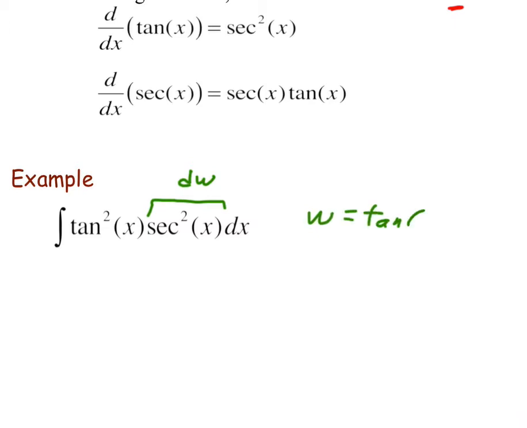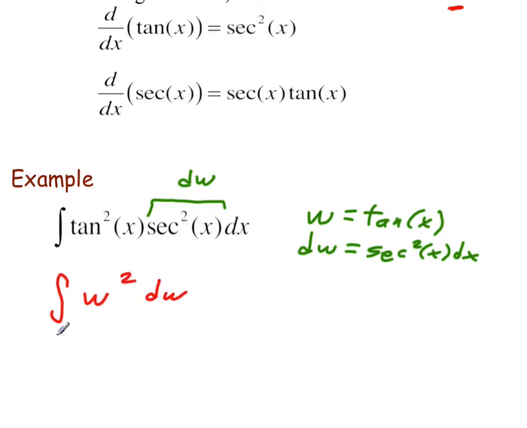So that's our substitution in this case. w equals tangent of x, and then your dw, as we said, was secant squared of x dx. And so rewriting this, tangent squared is now w squared, and the rest of this is dw. Antiderivative, 1/3 w cubed plus c. And then, of course, the w is really a tangent. So it's 1/3 tangent cubed of x plus c. So that one is actually quite simple to do.